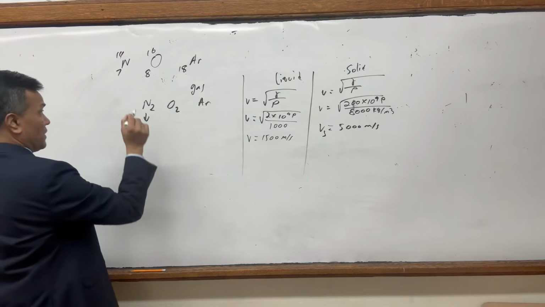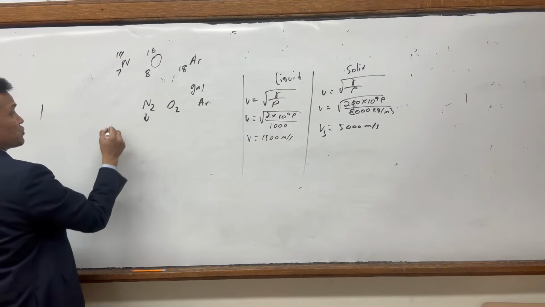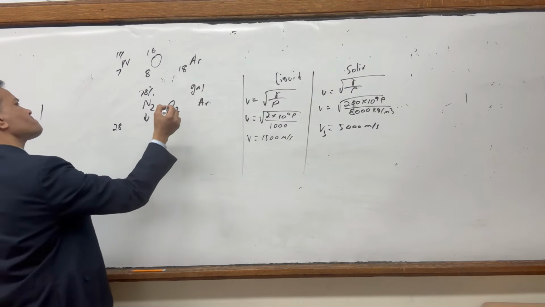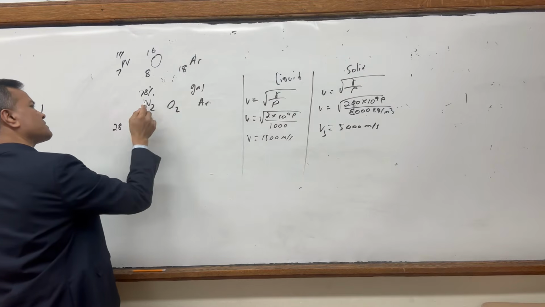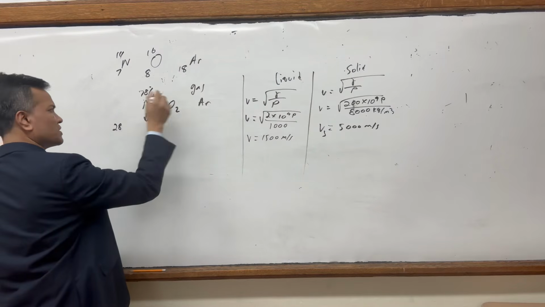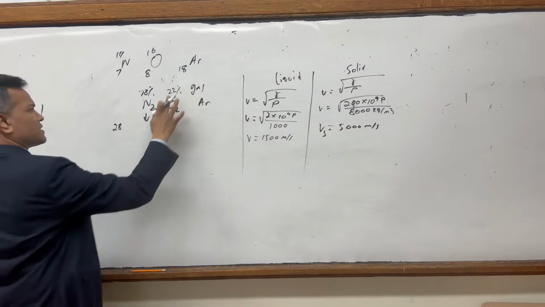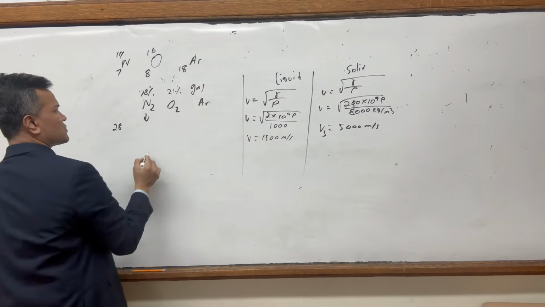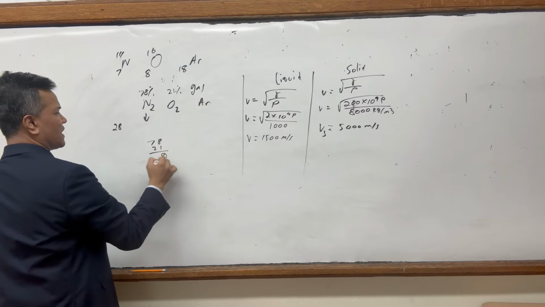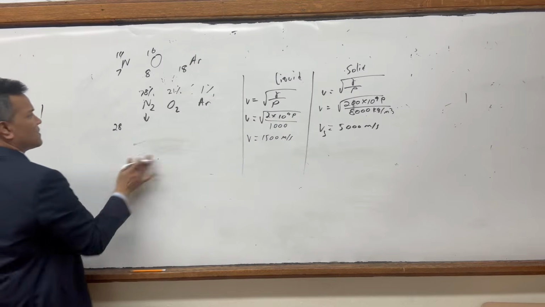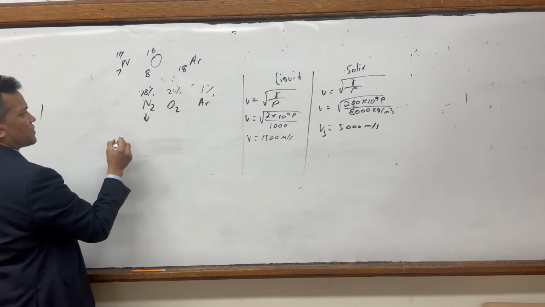All right, so now we're going to do two of them. This is 78%, this is 22%. So 78 plus 22... no, this should be 21%. So 78, 21, so this is 1%. This is 1%.